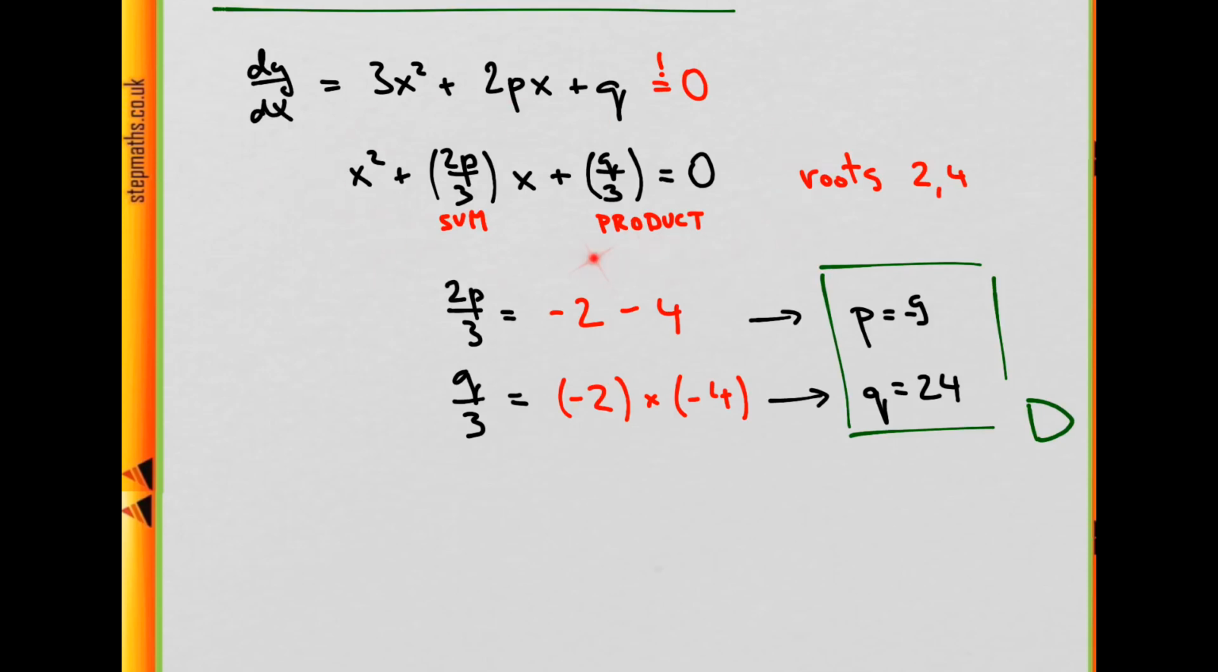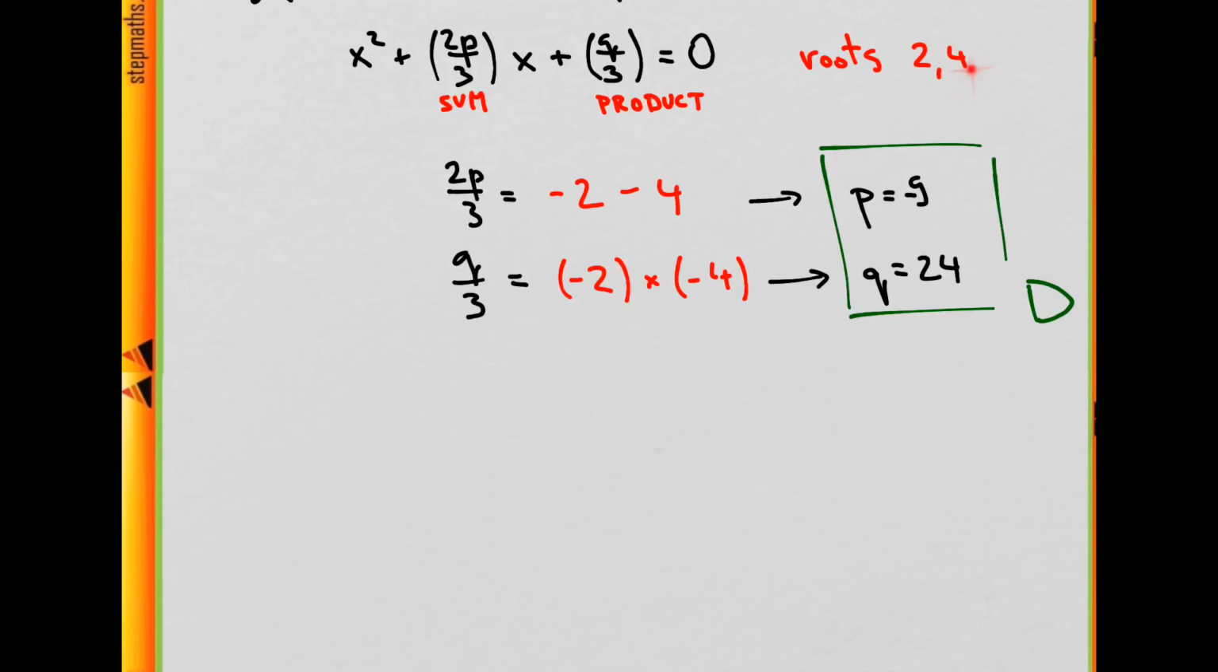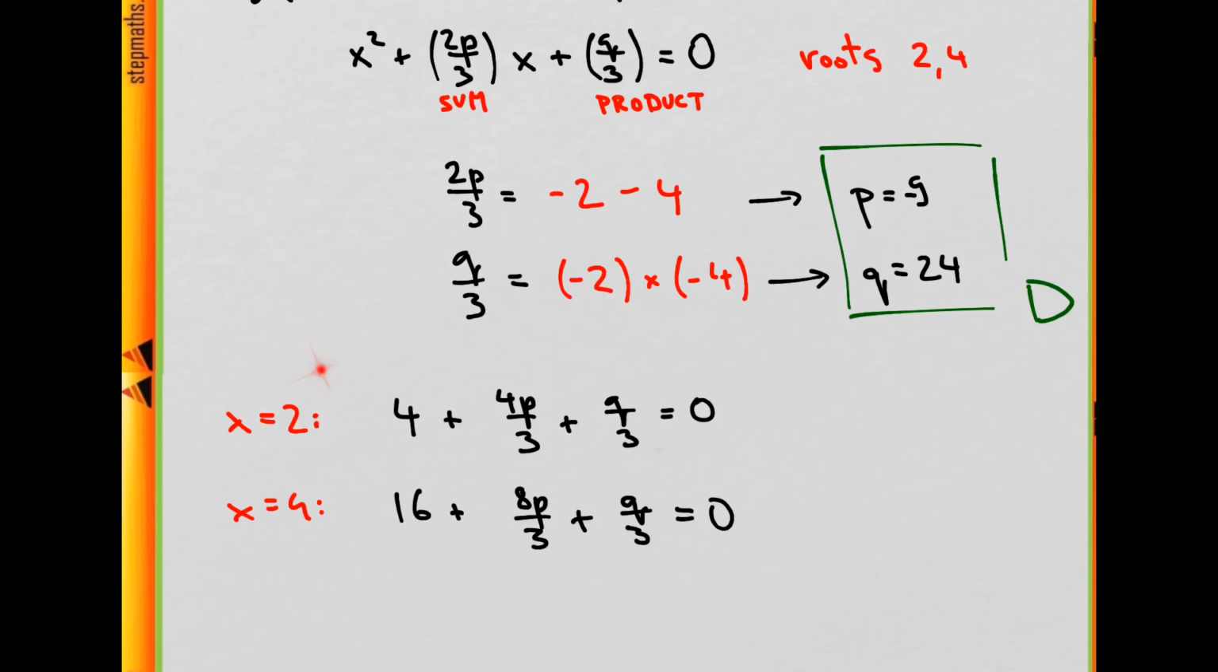So of course there is a more straightforward way to do it, even though it requires a bit more calculation. We know that 2 and 4 are roots, so we substitute 2 and 4 for x one after the other, and we should get simultaneous equations in p and q. And this is what happens when we substitute 2 and then 4. We do get simultaneous equations in p and q, and when we solve these, again, we get p equals -9 and q is 24, which was D.